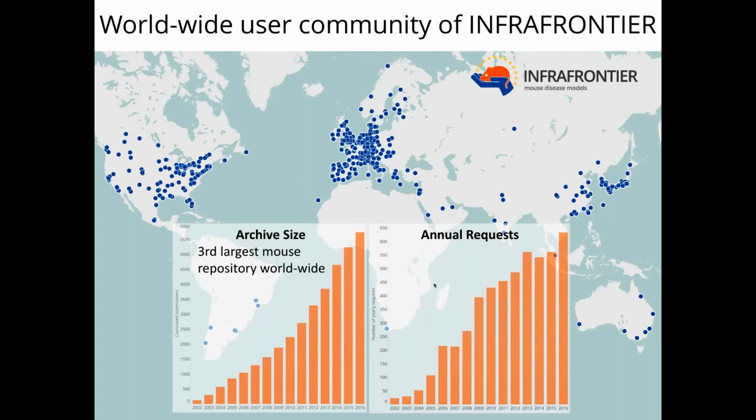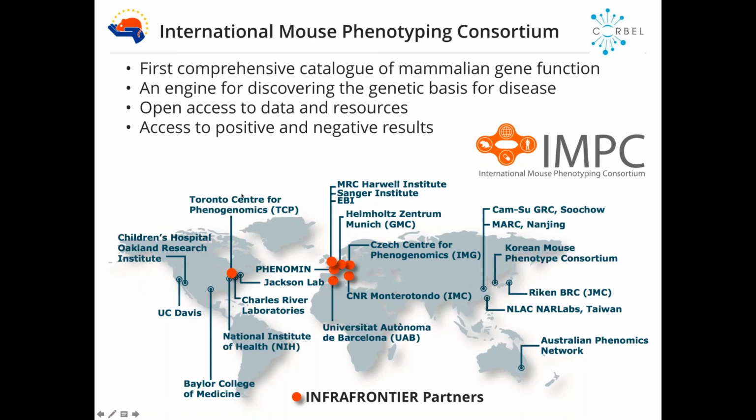INFRAFRONTIER has a worldwide user community. There's a large proportion of users in Europe, but we also have very many users in Asia and in the US. INFRAFRONTIER is also participating in large international endeavors like the International Mouse Phenotyping Consortium, which is an international endeavor that takes off from where the Human Genome Project started.